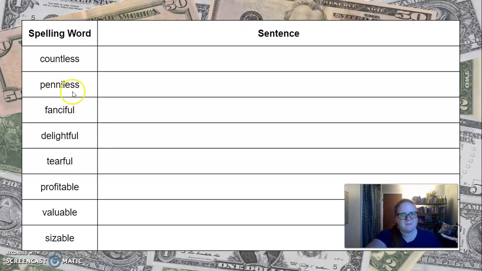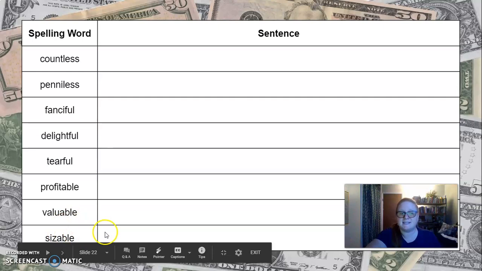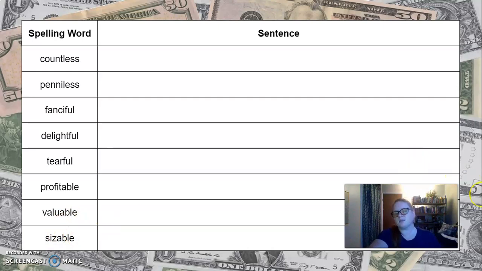Something like that. Penniless, fanciful, delightful, tearful, profitable, valuable, sizable. So go through and think about what each of those mean before you write your sentence for them.